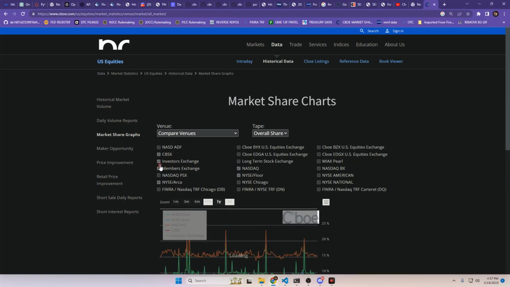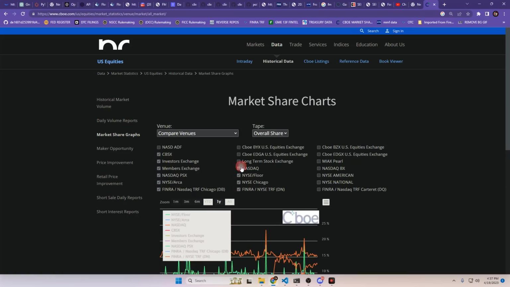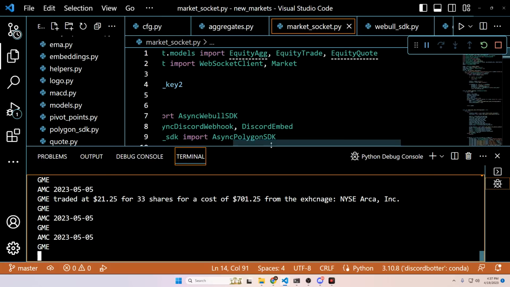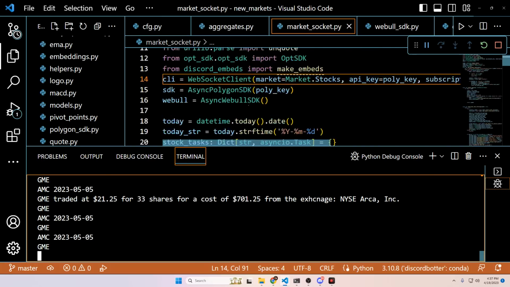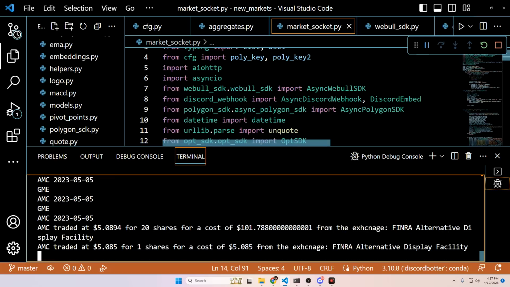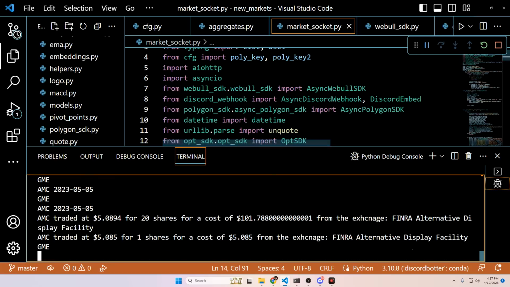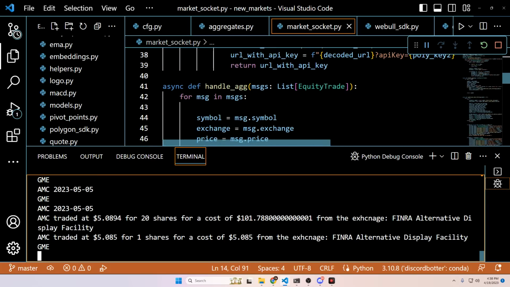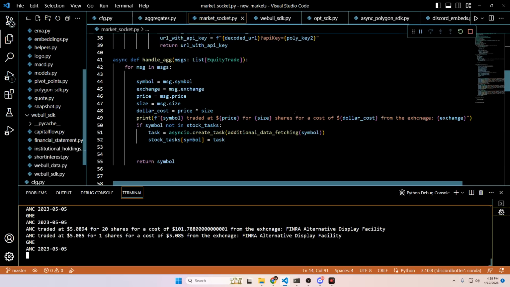I'm going to do that one last. Check all these boxes. Check all these boxes. And these are all the lit exchanges. And the exchanges that I'm gathering from the script here, whenever I define the exchange, that's what that is. So any exchange that comes back, whether it's ADF or NYSE, it will post just like you're seeing here in the terminal.